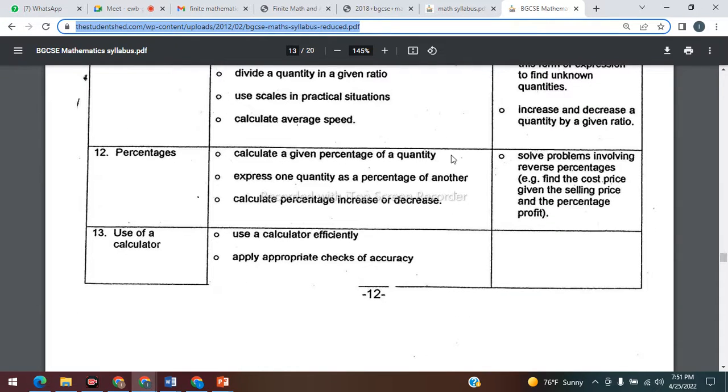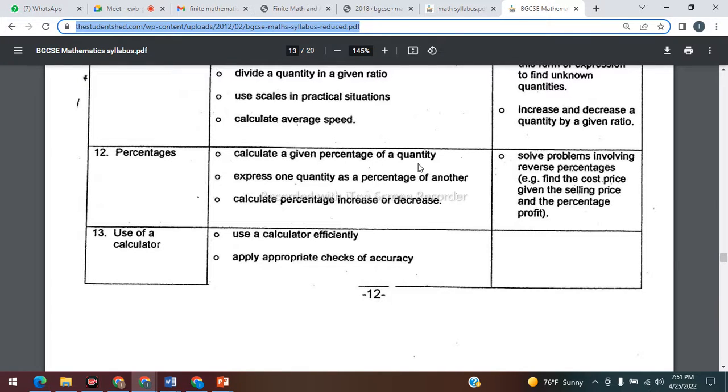Percentages: solve problems involving reverse percentages, finding the cost price given the selling price, and the percentage profit. Those are the questions that Nancy always gets wrong. These types, you really have to remember. And I'm so tired tonight. I mean, we already know that.